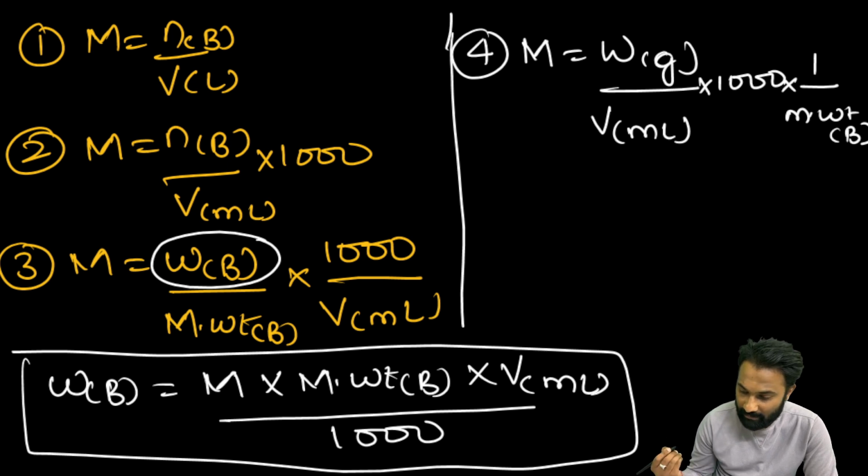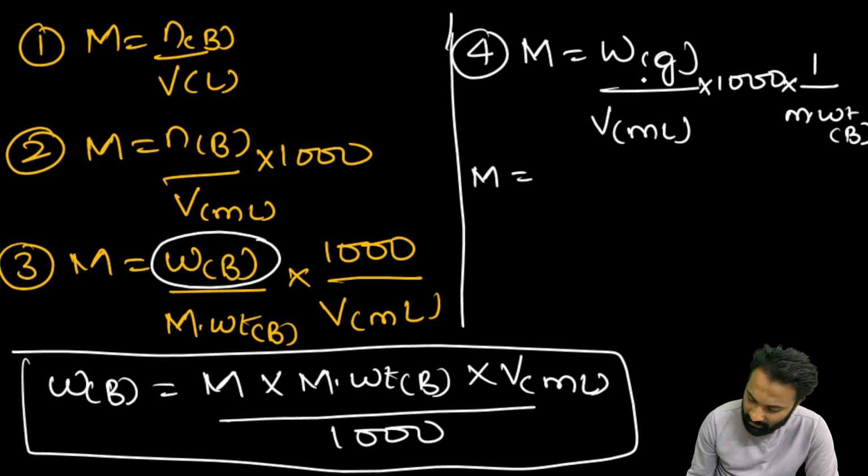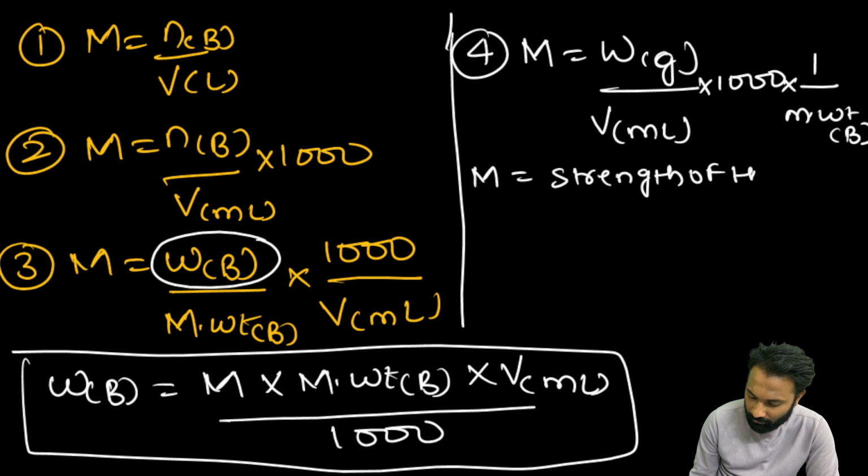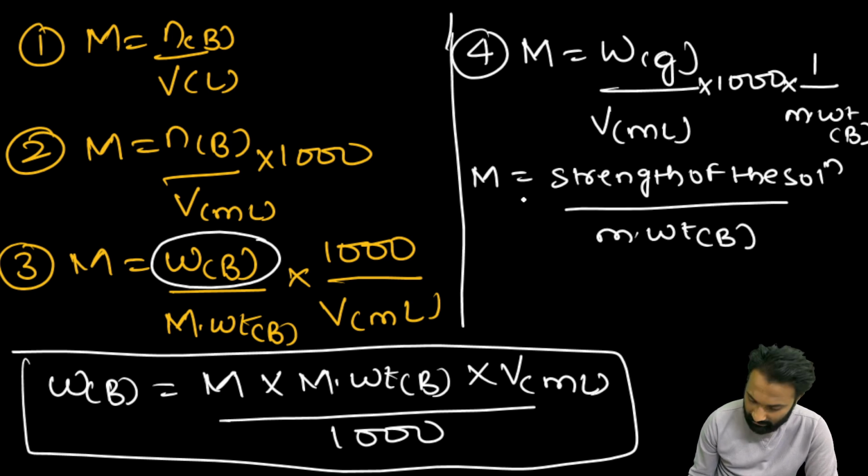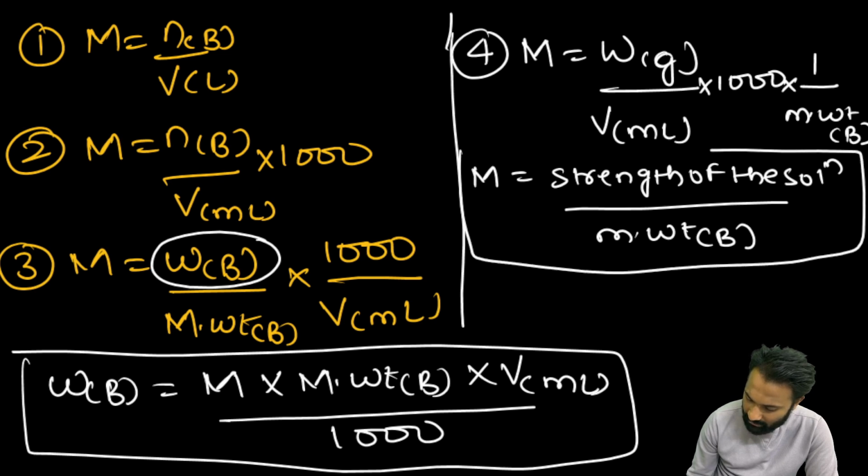Clear? Now here, molarity is equal to weight of the solute in grams by volume of the solution in ml into 1000. Where have we seen this one? This is the strength of the solution, right? So molarity is equal to the strength of the solution by the molecular weight of the solute. Can I write? Molarity is equal to strength of the solution by molecular weight of the solute, right?